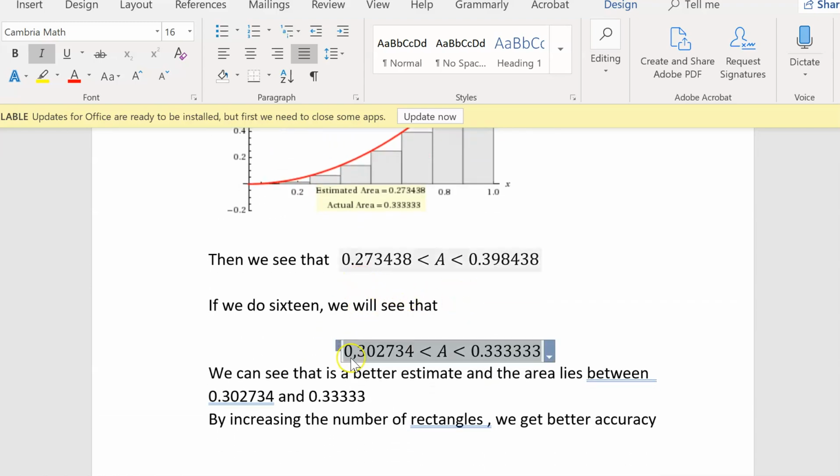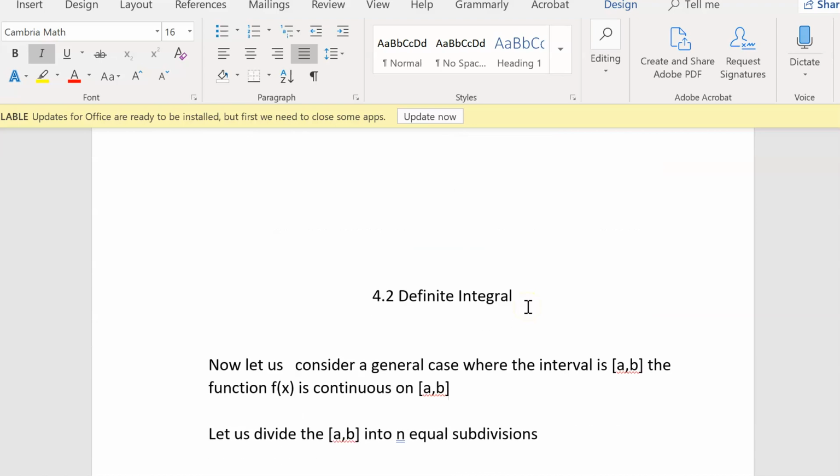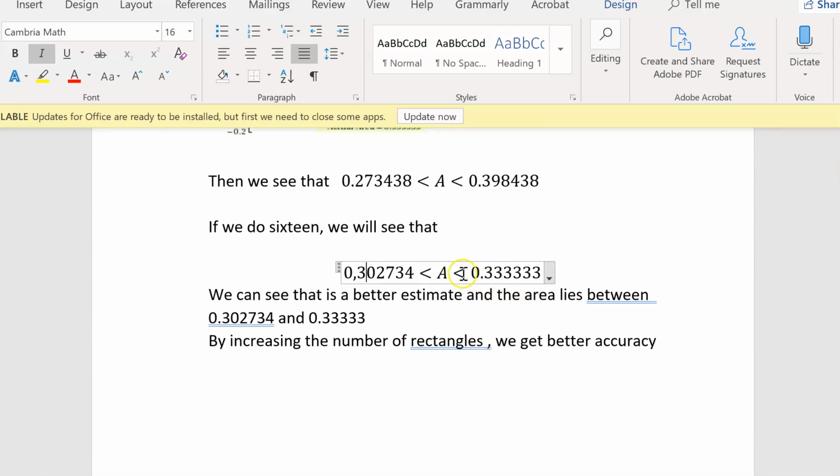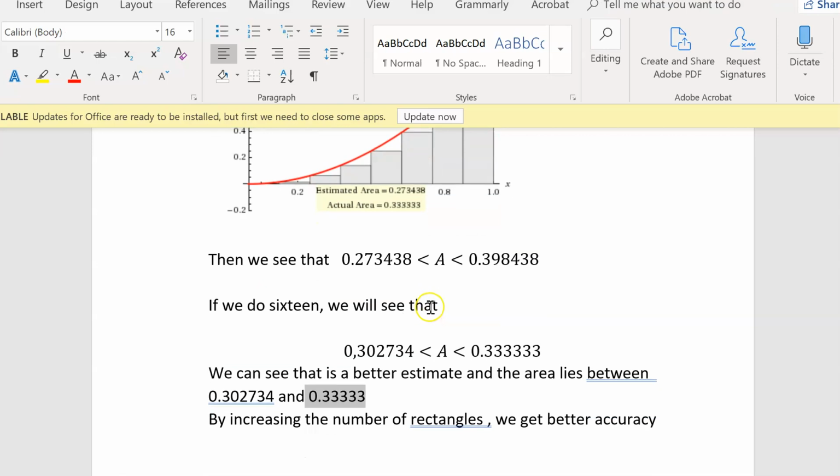Now it is 0.273438 and 0.3. If you do 16, you will get this. So you can see as you go on, you will keep increasing the accuracy of A. You can see that A is heading towards somewhere close to 0.33, and actually we can show that it is really something like 0.333335, as we keep on increasing the number of rectangles, maybe to 1,000 rectangles.